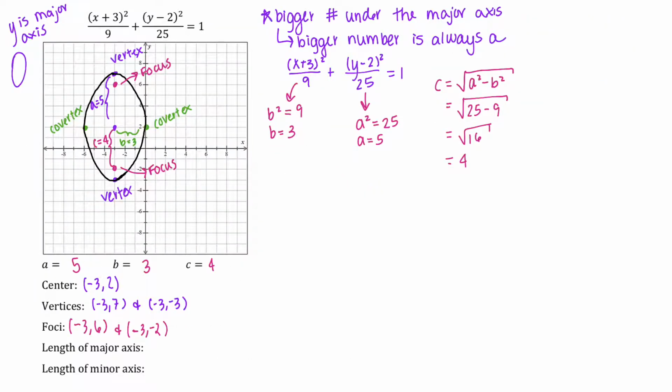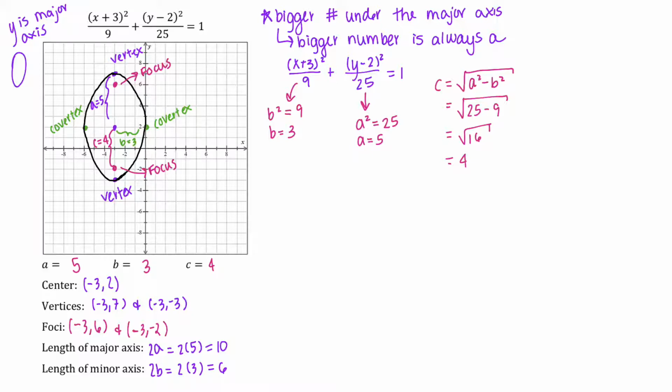Anyway, the length of our major axis is always going to be 2a, and the length of the minor axis will be 2b. So 2 times 5 is 10. That's the length of our major axis. And 2b, that's 2 times 3. 6 is the length of our minor axis. And there we go. We've plotted the ellipse. We have found everything we need to know about the ellipse.